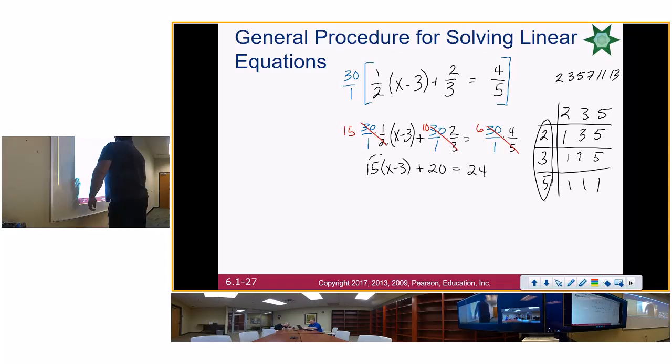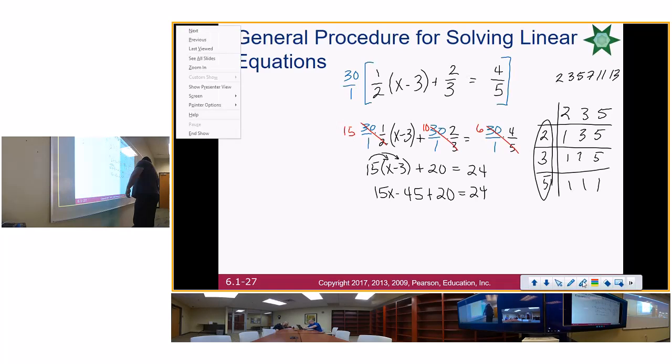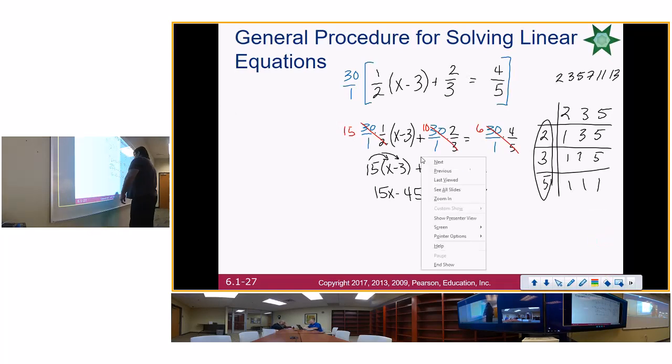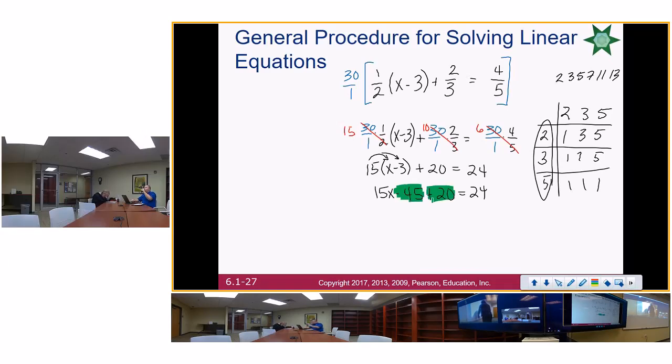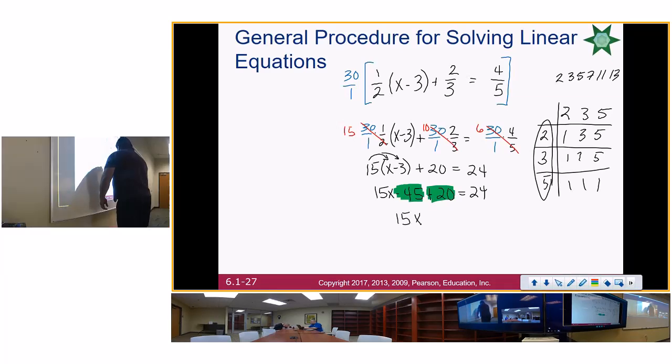Distribute 15: 15x minus 45 plus 20 is equal to 24. Now we've got combining what? So I've got to take my handy dandy highlighter, because I'm trying to teach y'all something. And that gives me 15x. What's negative 45 plus 20? Negative 25.